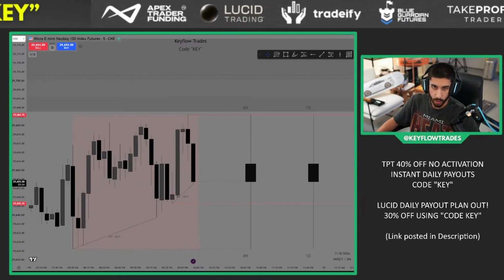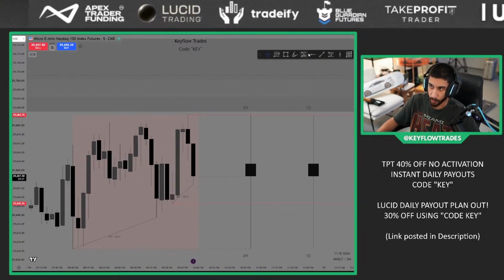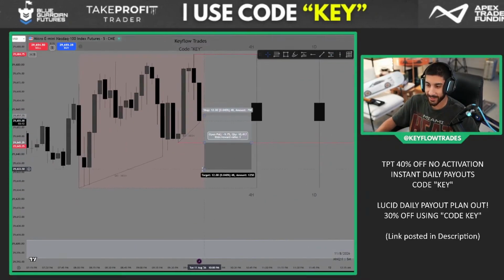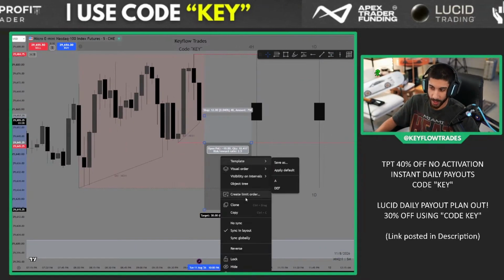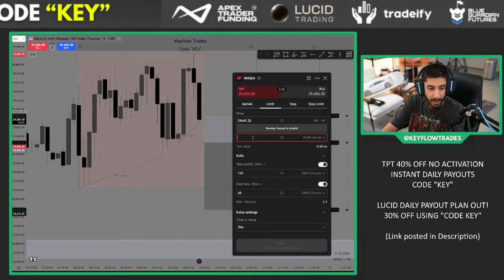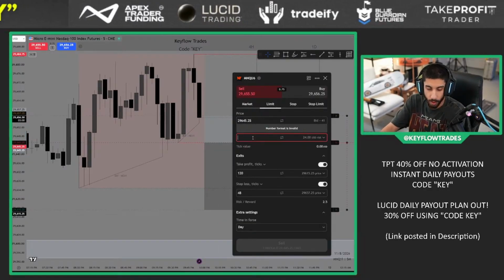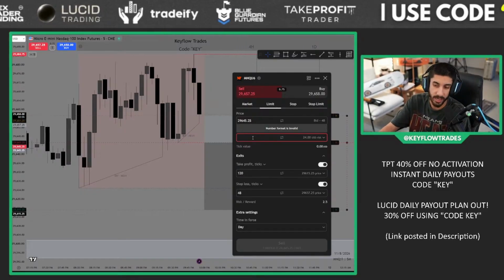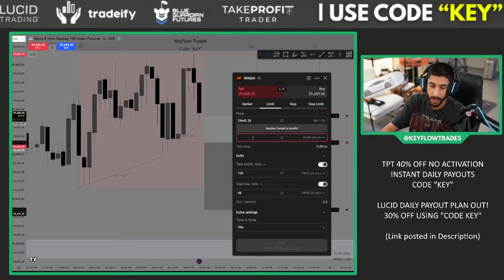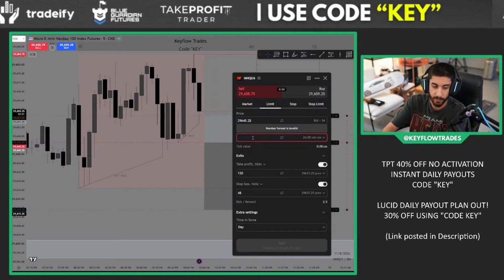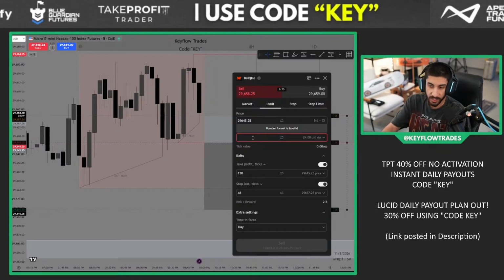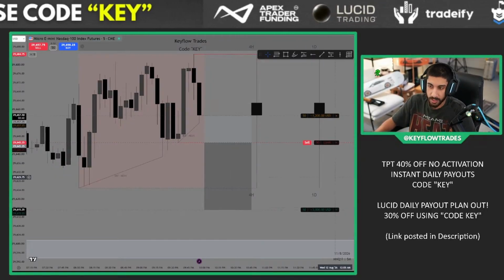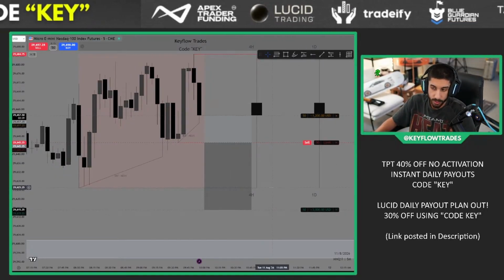Perfect. All you're going to do is take the long position and short position tools. You're going to drag it out to whatever your max allowed contracts are. Let's say, for example, we're trading on Apex and the max contracts on an Apex 50K is 50 micros. Boom. How much do you need to make? You need to make $3,000 to pass, right?